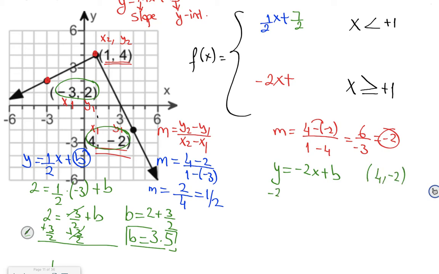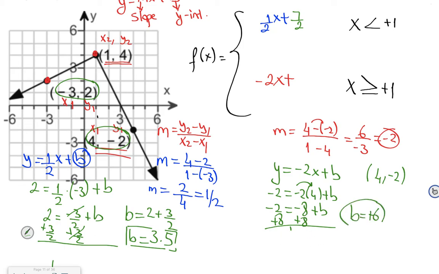Y value is -2, so -2 is equal to -2 times 4 plus b. If you distribute, you will get -8 plus b. You can add 8 to both sides, and then you get b is equal to positive 6. Now you can write your second equation, and this is your answer. This is how we write the graph as a piecewise defined function.